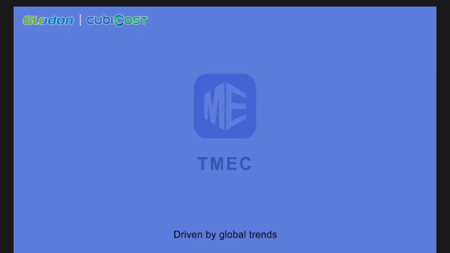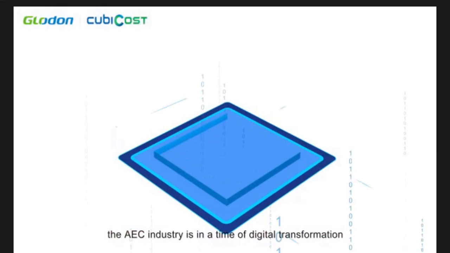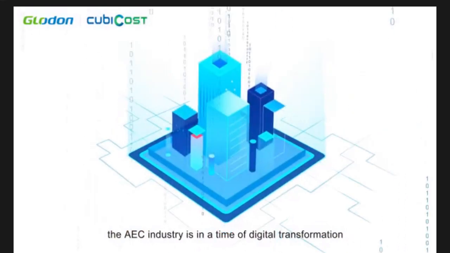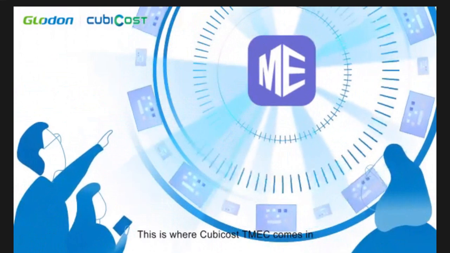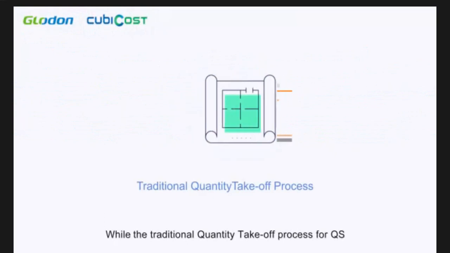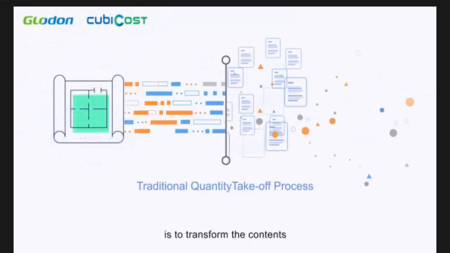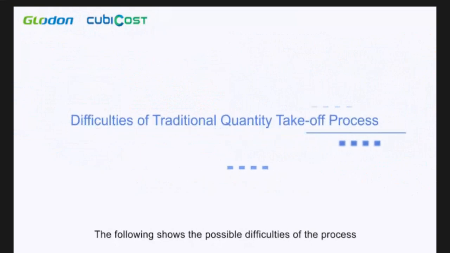Driven by global trends, the AEC industry is in a time of digital transformation. A growing number of AEC professionals are using MEP to make work more efficient and effective. This is where QBCOS, the TME C, comes in. It makes MEP quantity takeoff easier. While the traditional quantity takeoff process for QS is to transform the contents of each drawing into actual quantities. The following shows the possible difficulties of the process.